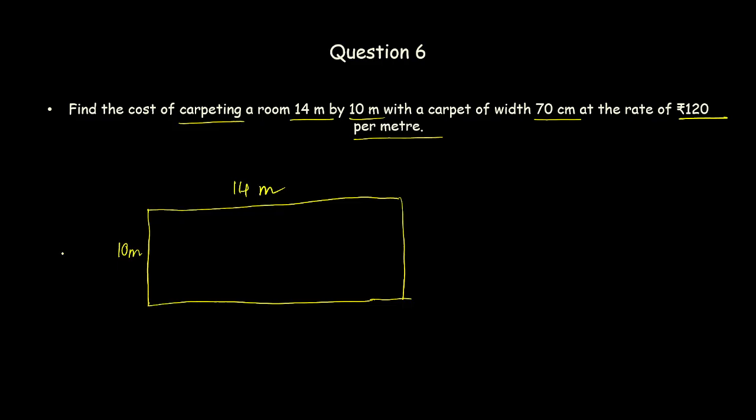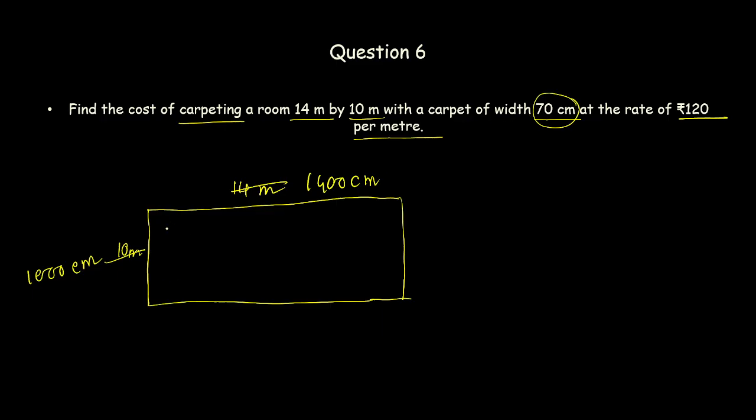Now the breadth of the carpet is 70 centimeter. Everything else is in meter, so we can calculate the centimeter also in meter, or we can take 14 meter as 1400 centimeter and 10 meter as 1000 centimeter. No issue with that. Let's take 1400 centimeter and 1000 centimeter, right?